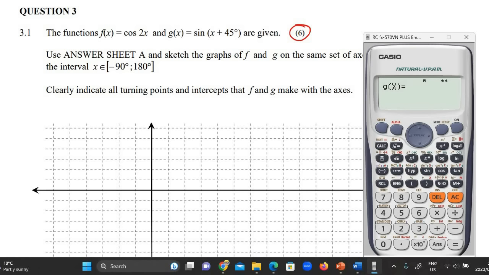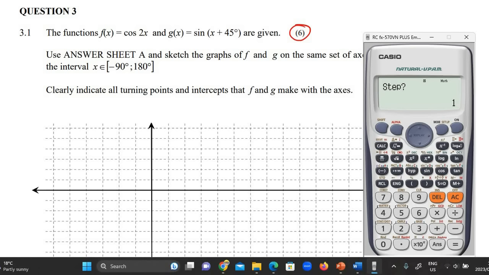g of x, this is your other equation. So you push sin, alpha, the right bracket again, plus 45, close the bracket, press equals. The starting position is the starting position that they have given us. Can you see in the x is an element, there is minus 90. That is your starting position. Okay. Press equals. Your ending position is what they've given us, which is 180.